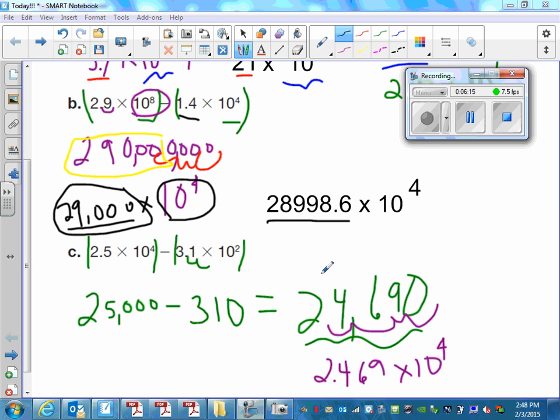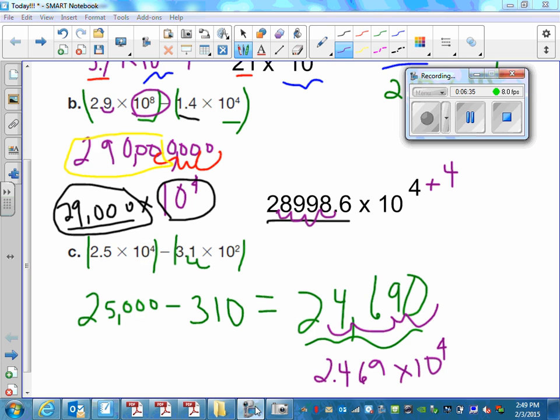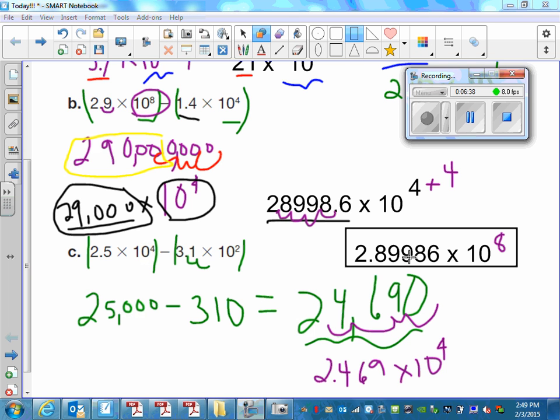So with this one, we have to change it because our mantissa is too large. We would want the decimal to go here. If we put it there, that changes the original decimal by 4 places. So we need to add a 4 to our exponent power for a final answer of 2.89986 times 10 to the 8th.